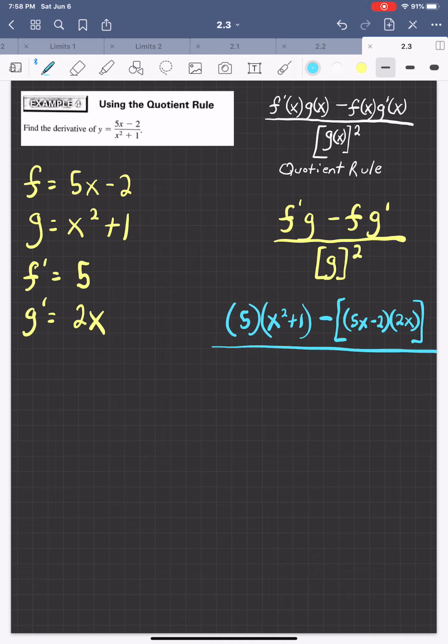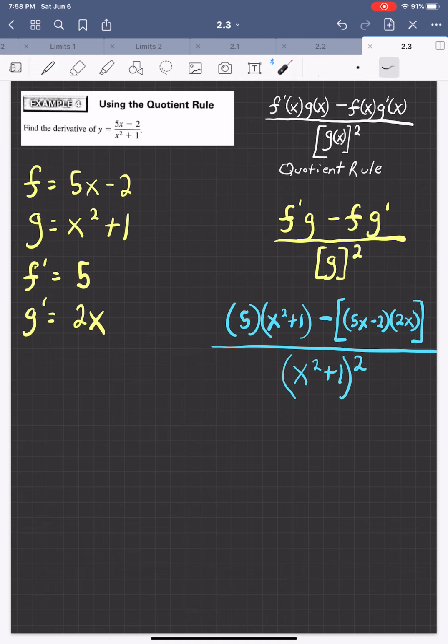Okay, and here's the part that if you listen to me, I can save you a whole lot of work. So notice that in the formula, let's look at the denominator. Notice it's g squared, regular g, right? Not g prime, g squared. So my suggestion is, well, let's go ahead and do that. So g is x squared plus 1, right? That's g, and we want to square all of that. So this is g squared.